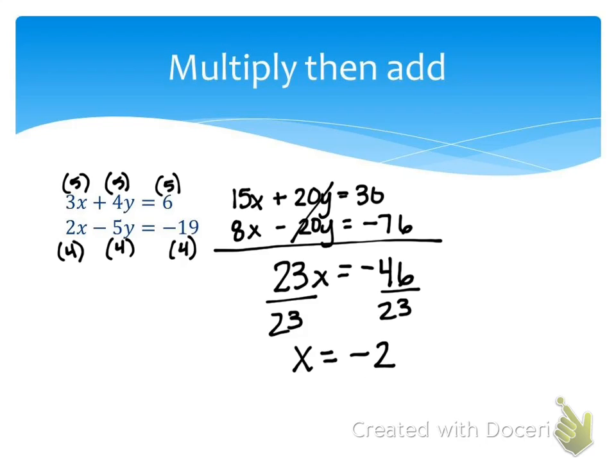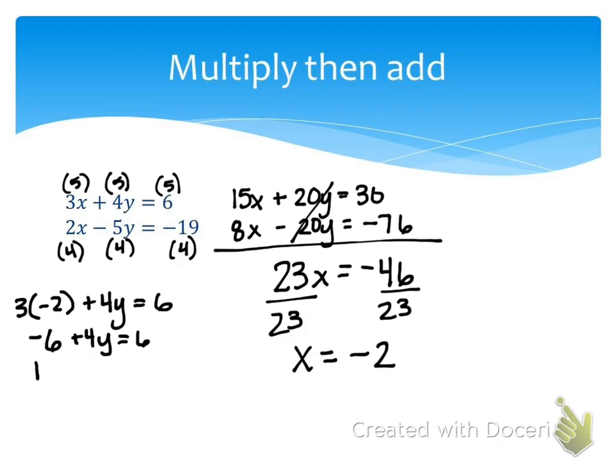Am I done? Is this my answer? Nope. I need to plug the negative 2 back in to any one of these equations. I could plug it in the first, second, third, or fourth. It does not matter. Okay, I'm going to plug it in the first. 3 times negative 2 plus 4y is equal to 6. 3 times negative 2 is negative 6 plus 4y is equal to 6.